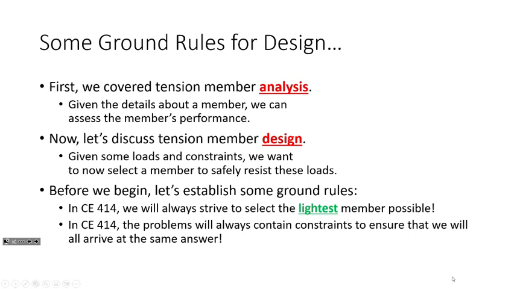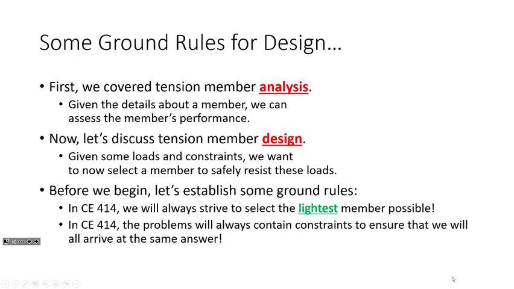Now before we begin, I want to establish some ground rules. In this class, we will always strive to select the lightest shape possible. Now if I'm talking about W10s, how do I know which one's the lightest shape? The second number, right? The second number tells you how heavy it is. The smaller that number, the lighter the shape. Why would I care about the lightest shape? Well, if I'm paying for steel per pound, less steel means less money, right? So we are always going to select the lightest shape possible.